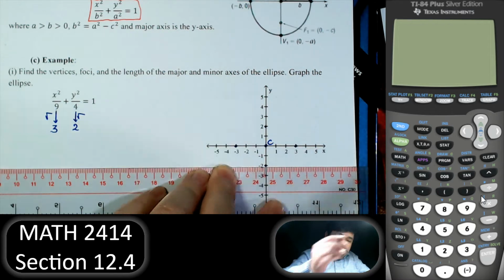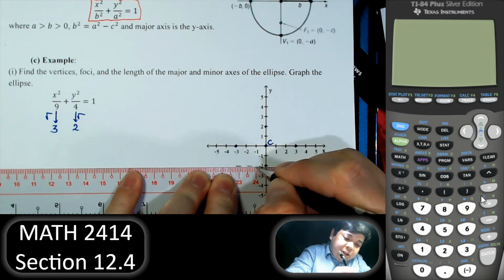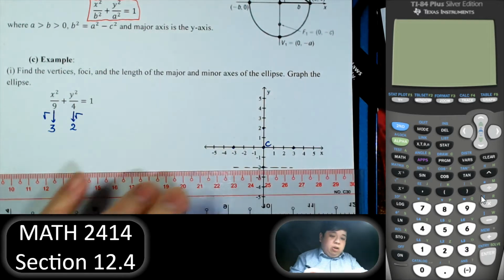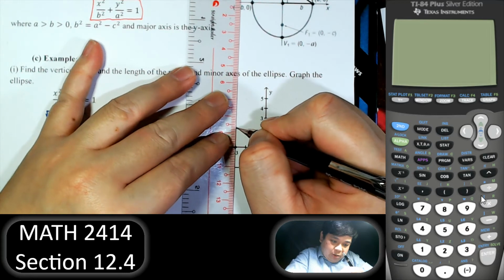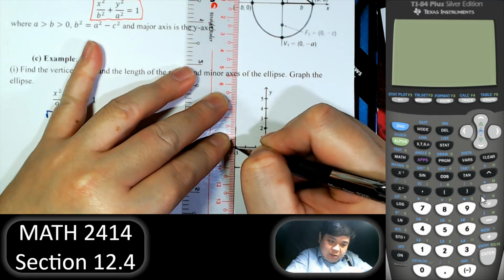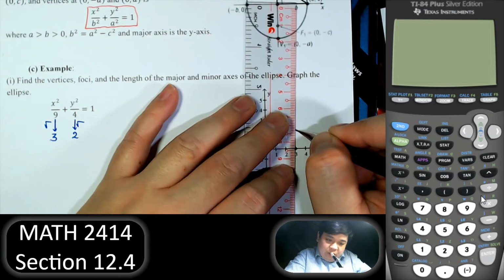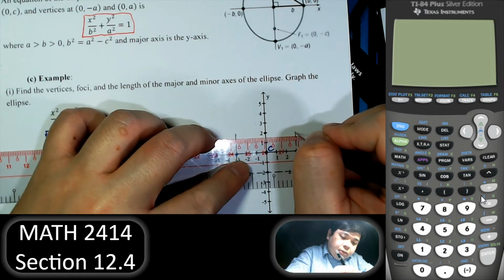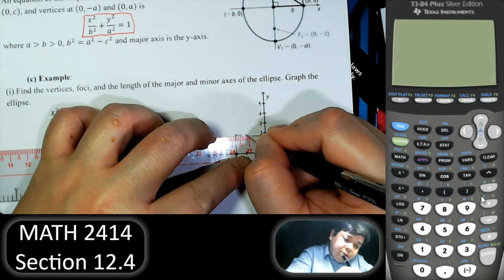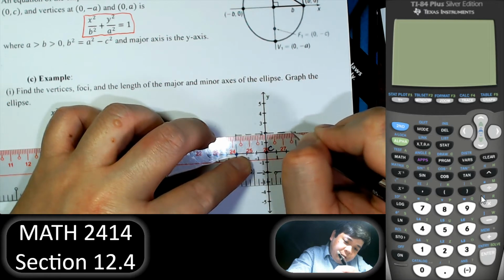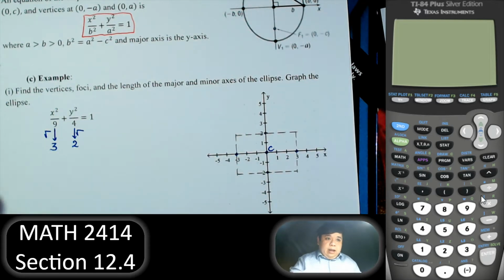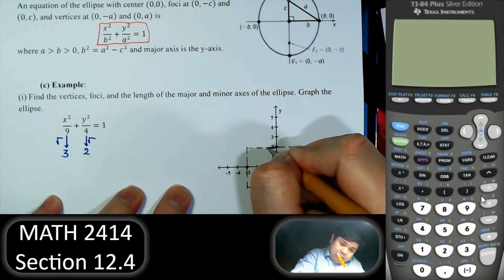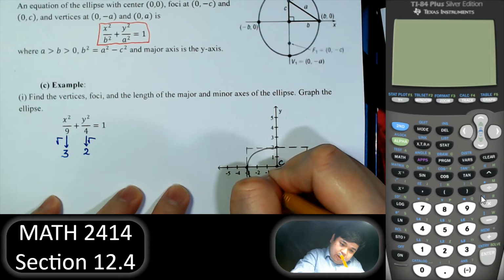So I'm going to draw a box: 3 left, 3 right, because from the equation that is what we have, and 2 up, 2 down, because we have 4 below the y squared. And the ellipse will be inside this box.